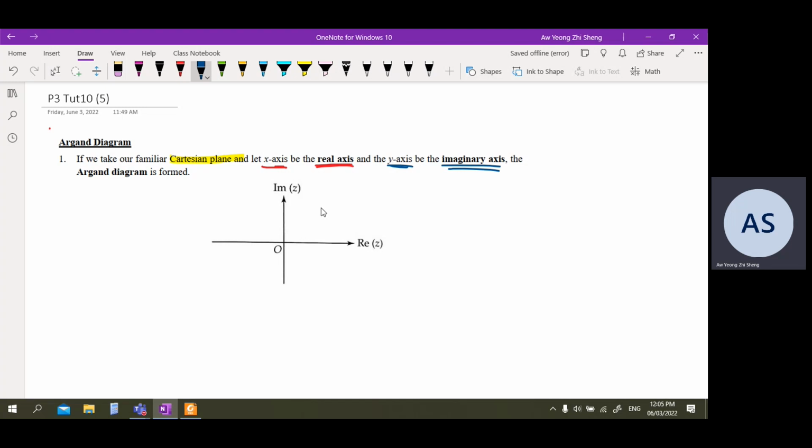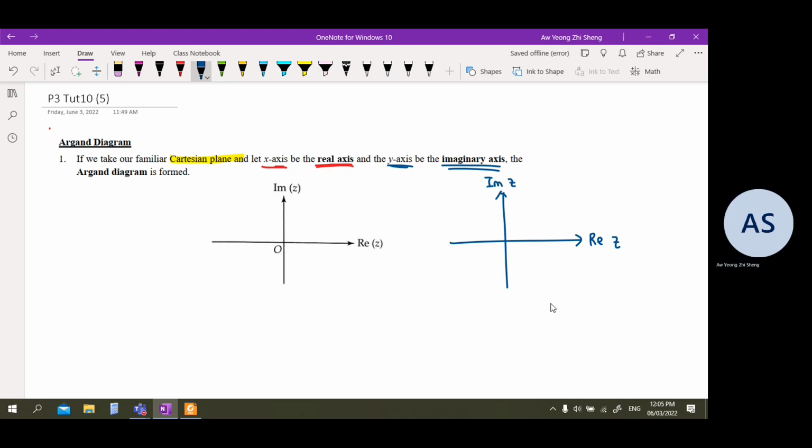And the way to label the axes will be Re(z) and Im(z) respectively. There are also certain books that label their real axis as Re z without brackets around z. This is also acceptable, while the y-axis is Im z. Okay. So what is Re z and Im z? These are notations that you've seen before earlier in this chapter.